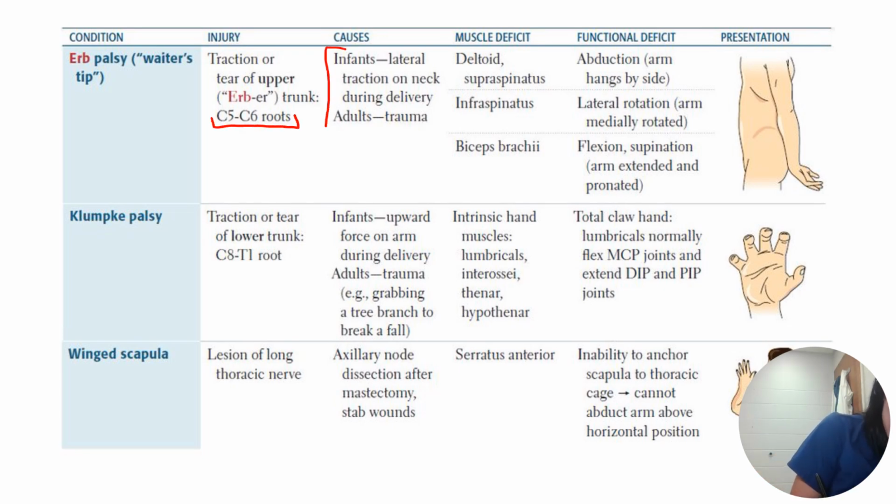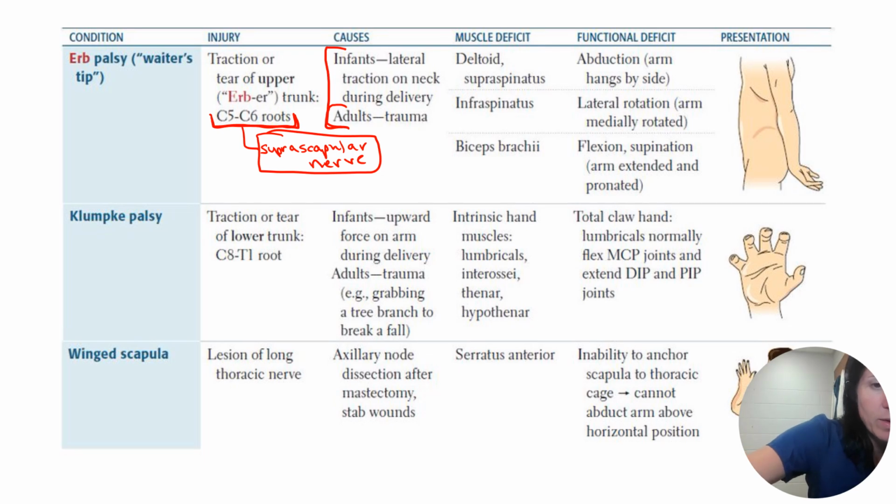Okay, so in infants, lateral traction on the neck during delivery, so pulling this excessive stretch, can injure the C5, C6 ventral rami, or in adults, a trauma such as being thrown from a motorcycle or a horse, right? So C5, C6 nerve roots, we said something that is very obvious that's going to be affected is the suprascapular nerve, which should be written in yellow, not red. Sorry about that. We'll add a yellow.